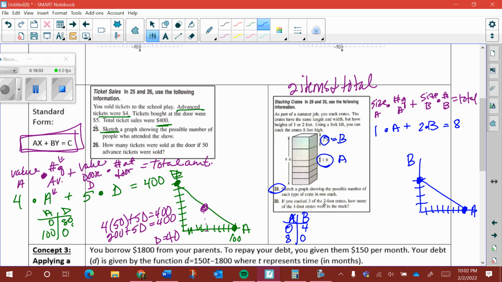Now it says you stack 3 of the 2-foot crates. So 2-foot crates, let's say I put it right here for B. And if I were to say 1A plus 2 times 3 equals 8, that's 6. So take away 6 from both sides, and I end up with A is equal to 2. So that's going to be 2, 3. 1, 2, 3, up 1, 2. And it should be on the line.